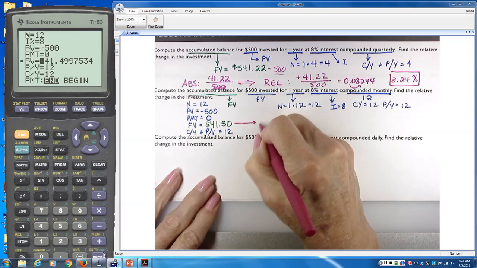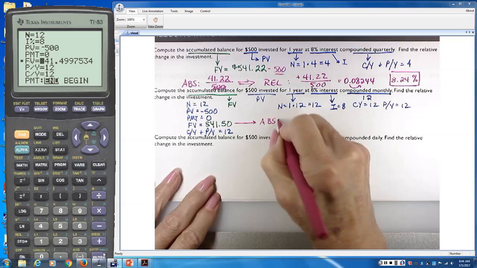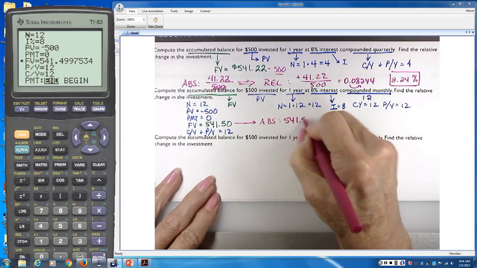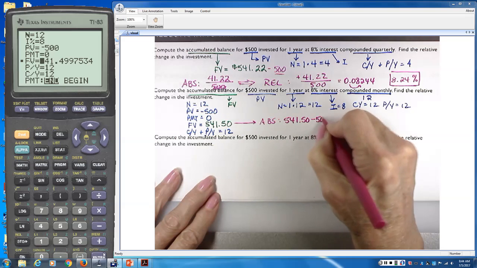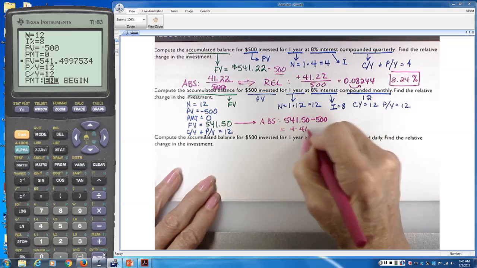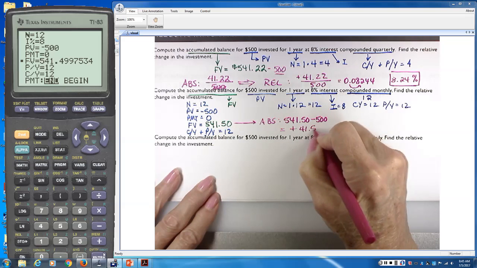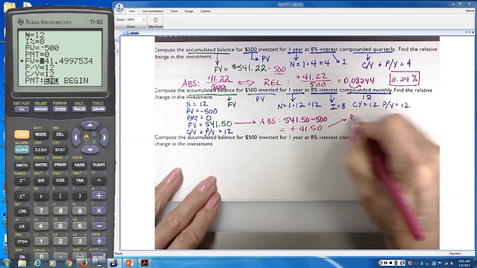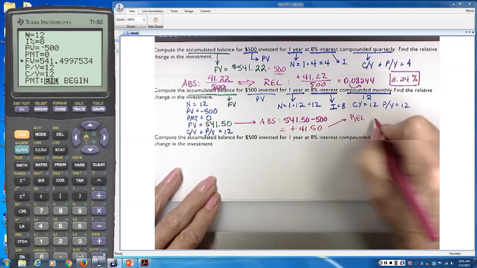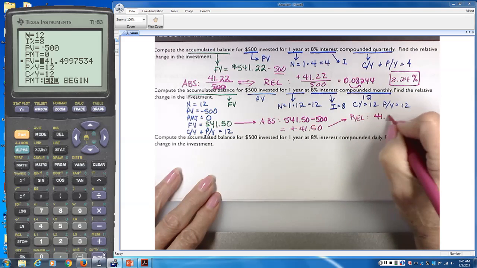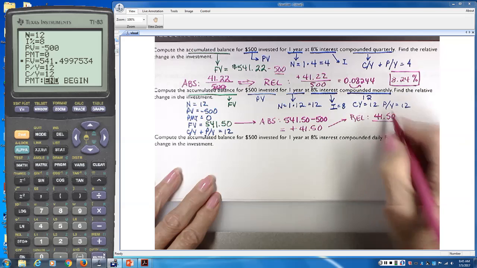That means your absolute difference is going to be your $541.50 minus the 500, which is positive $41, and this time 50 cents, which then we'll use to calculate the relative difference, and that's going to be $41.50 divided by 500.